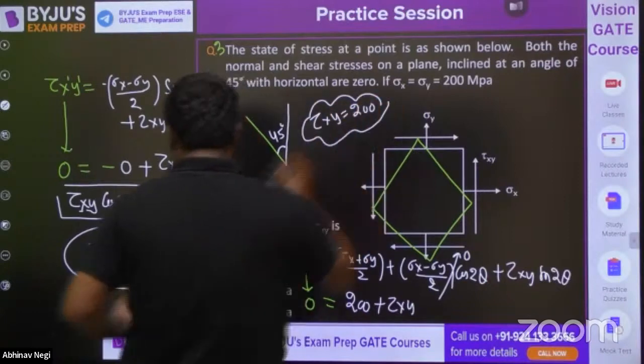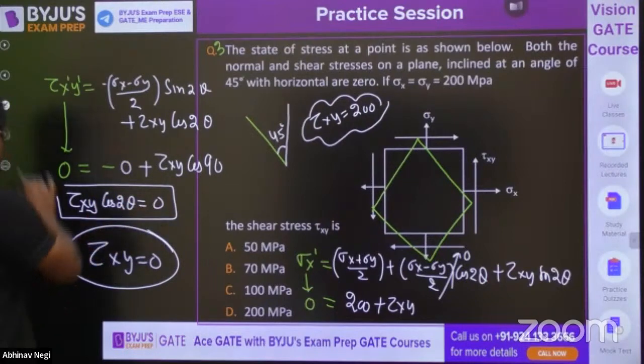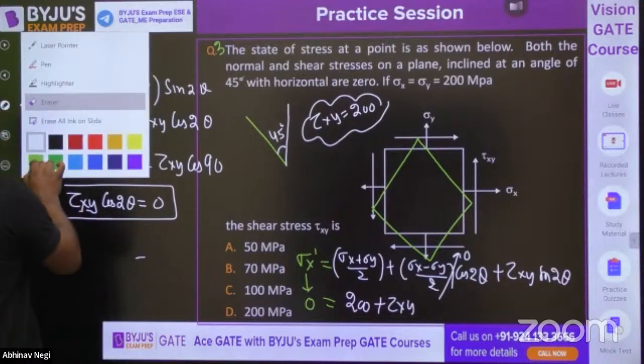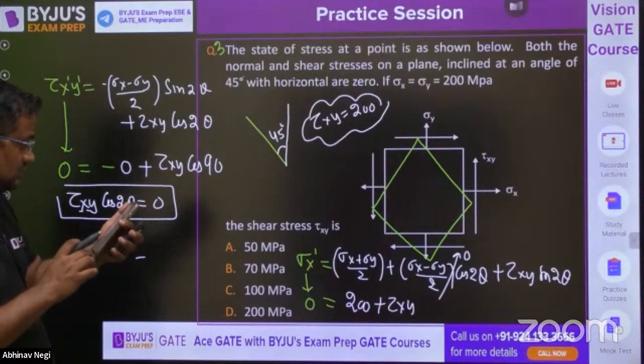Tau xy is 200 and this anyhow will be 0, because cos 90 is 0. For any tau xy, this value will be 0 because cos 90 is 0. So from here, tau xy is 200.